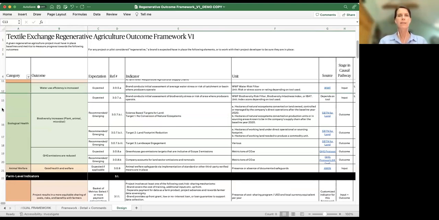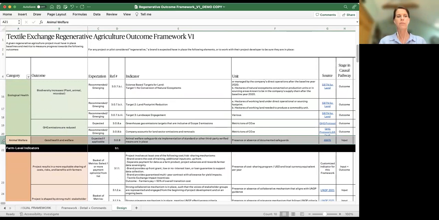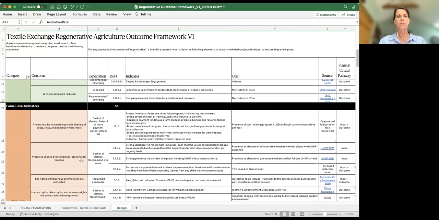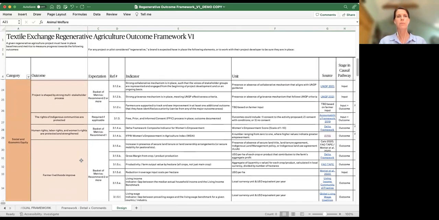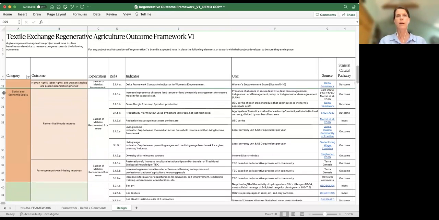I've been opting to hide instead of deleting rows because projects can shift over time and there may be a need for different indicators or a greater level of ambition in the future. Just continuing with our quick example, we could say that in this project, animal welfare is not a central focus, so we can hide that row. When we move into the farm level indicators, we might want to say, for example, that this community chooses to place a strong emphasis on women's empowerment as part of, again, the socioeconomic elements of regenerative agriculture. So they might choose to work with the women's empowerment framework that was developed by the Delta framework. And this more advanced additional one, they would hide as not relevant for them at this point in time.